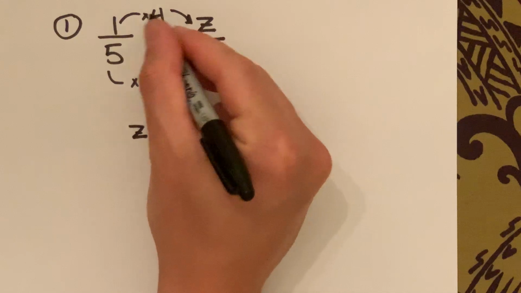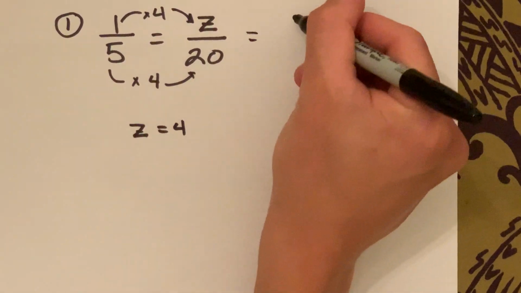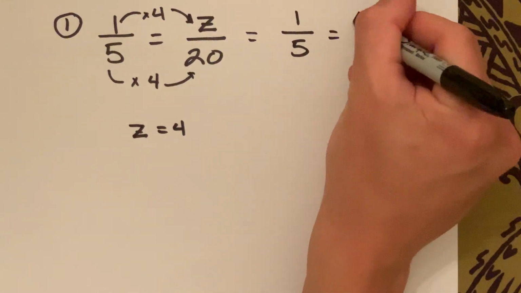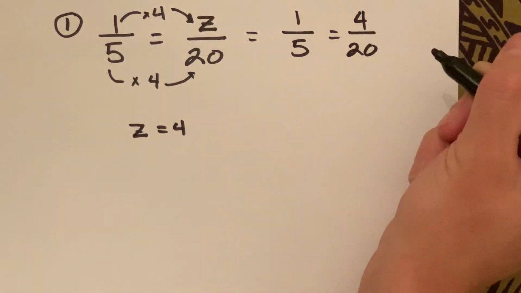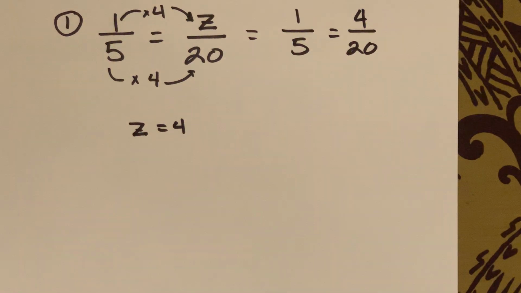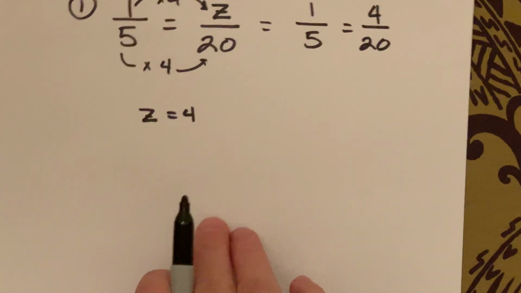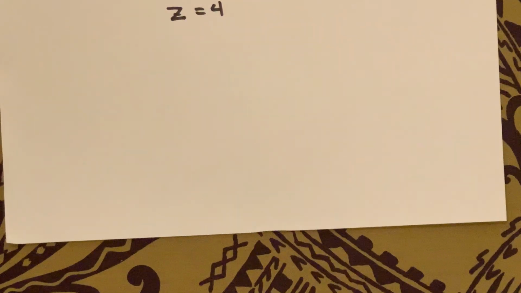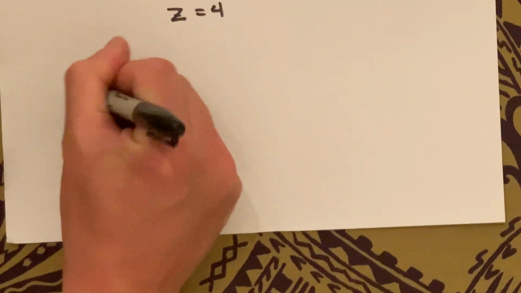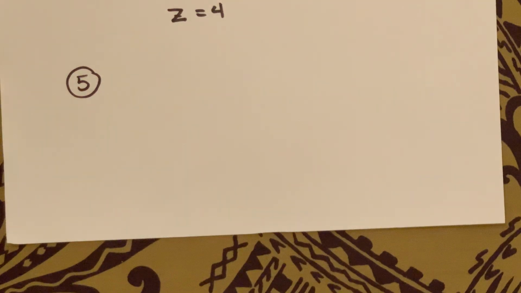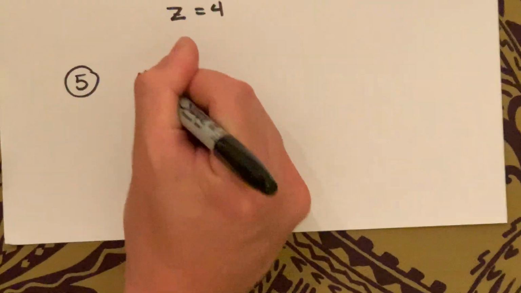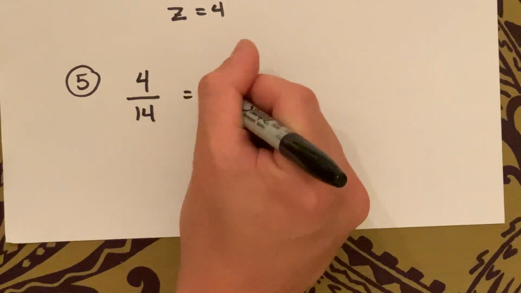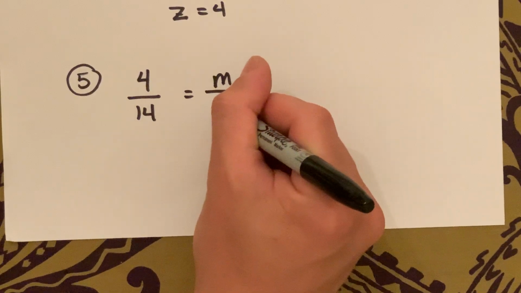Yep. So 1 times 4, this is going to end up being 1 over 5. 1 is to 5 as 4 is to 20. So that's the first way, is using your mental math strategy. And this is a good way. It's a very useful way. Let's look at one more here. This is number 5. For number 5, I'm going to use my algebra strategy. So I have 4 is to 14 as m is to 49.